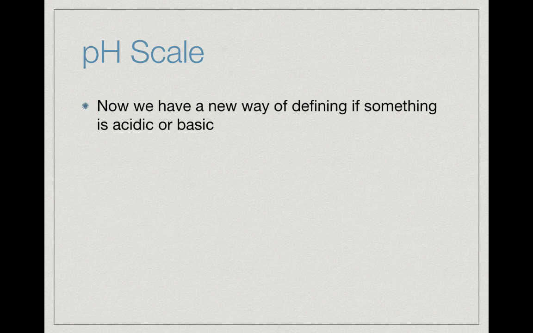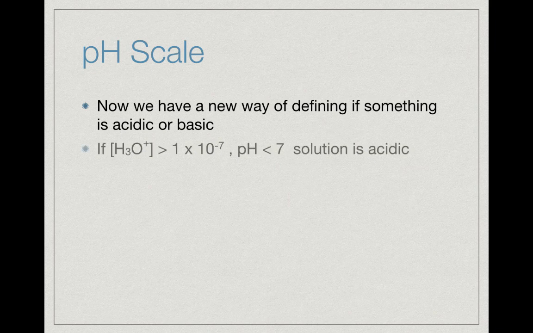So now we have a new way of defining if something is acidic or basic when looking at its pH value, which is a little bit more common way of looking at the acidity or basicity of a solution. So if the hydronium ion is greater than 1 times 10 to the minus 7, then the pH will be less than 7 and the solution is acidic. So anytime you have a pH value that is less than 7, the solution is going to be acidic. And the more it drops below 7, the more acidic that solution is.